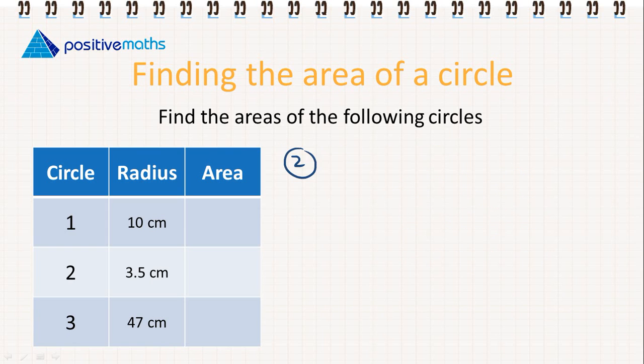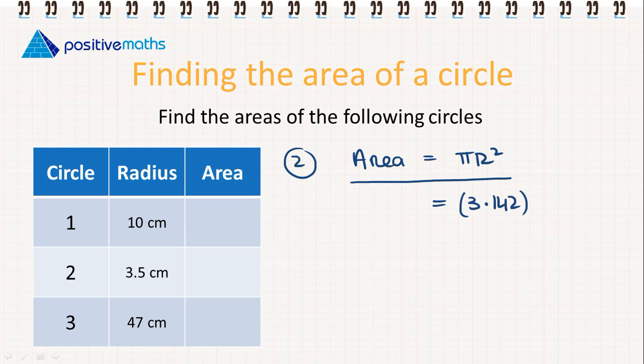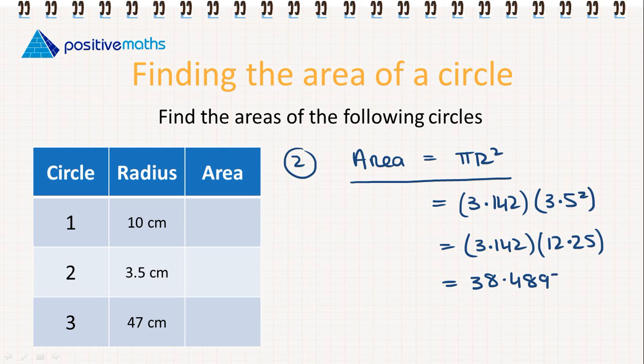Okay, so let's practice this again. Circle 2, area, pi r squared. I think it's really important that we write out the formula that we're using every time. Now we're filling in. Again, we have 3.142 for pi, and for our radius, we're given 3.5 squared. So we have 3.142 multiplied by 12.25, which is 38.4895. And again, centimeters squared.